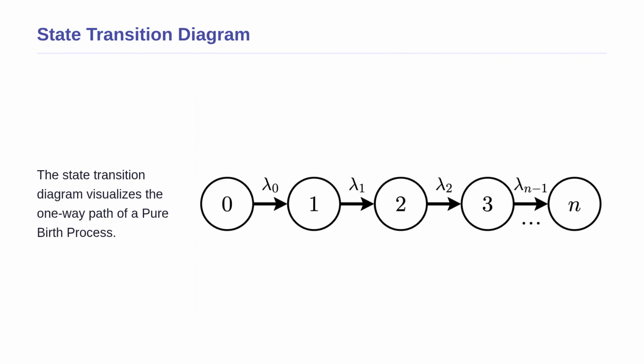Now that we understand the basic idea, let us visualize it. Here you see a state transition diagram. Each circle represents the number of individuals currently in the system. The arrows show the one-way path from one state to the next. Notice how the arrows are labeled with lambda 0, lambda 1, and so on. This shows that the probability of moving to the next state depends entirely on the current state you are in. There are no backward arrows because departures are physically impossible.